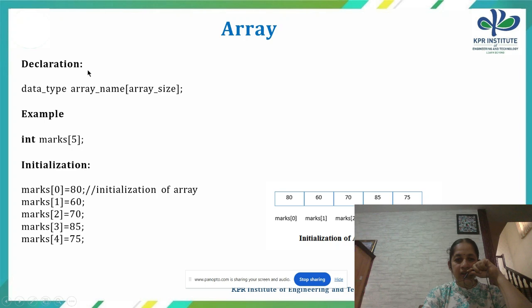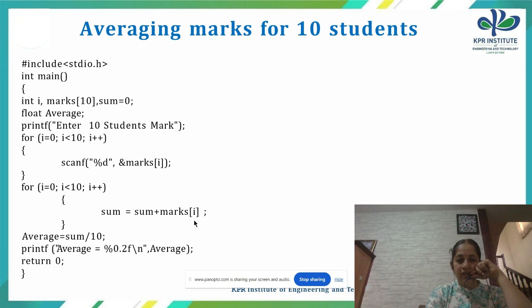This is how we declare an array: a data type, array name, and array size. Marks of 5 is the array name, and marks of 0, 1, 2, 3, 4 means it will start with the index 0, so totally 5 locations. That indicates the size of the array, and each element will be assigned a value, as shown in this box: 80, 60, 70, 85, and 75.